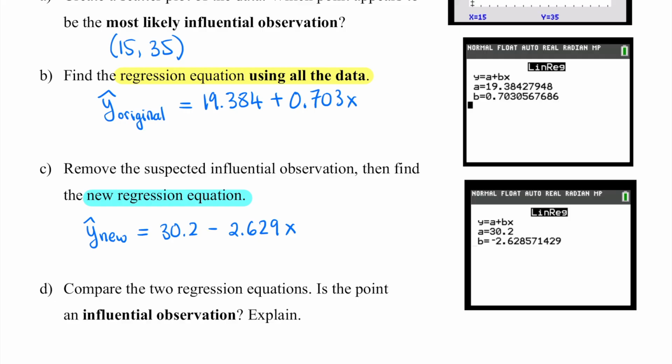Notice that both the slope and the y-intercept change substantially. Since removing this point produces a large change in the regression equation, we conclude that 15, 35 is an influential observation.